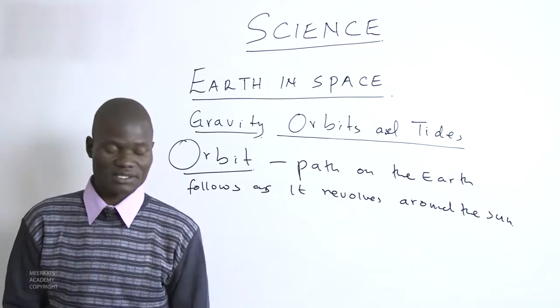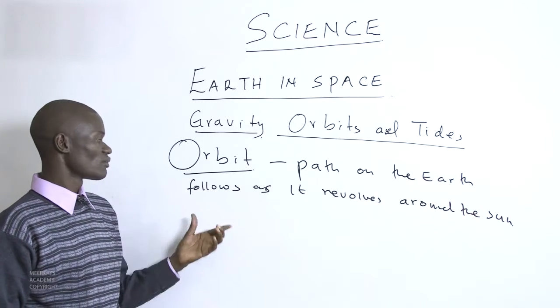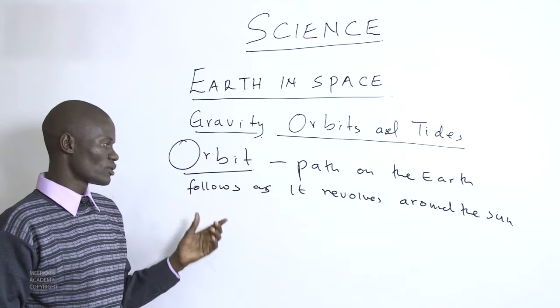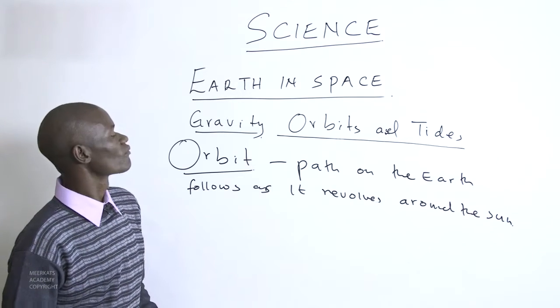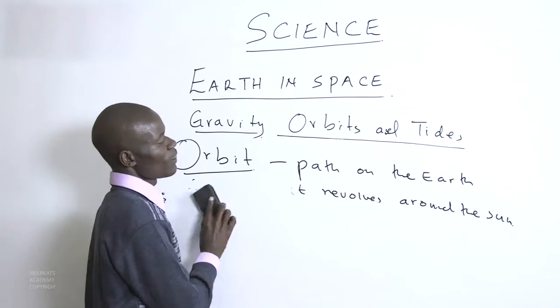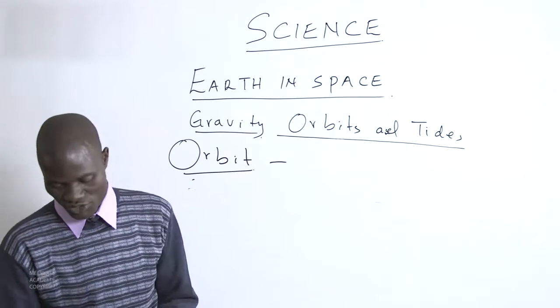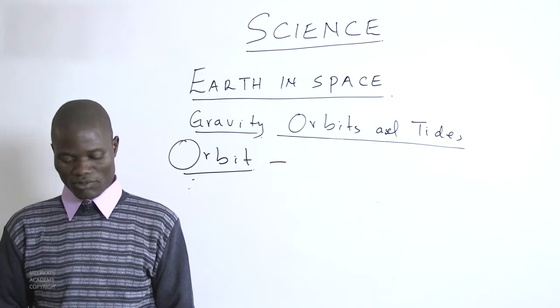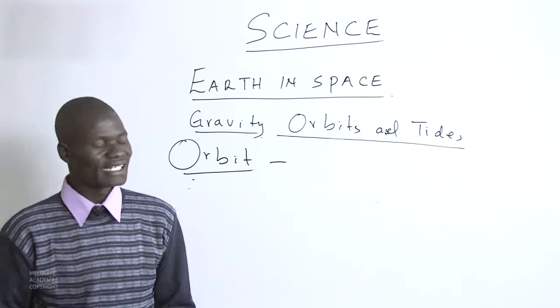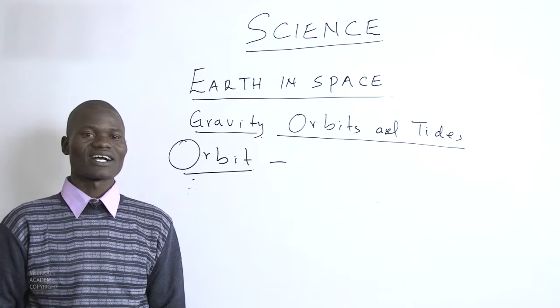An orbit is simply a path on which the Earth follows as it revolves around the sun. Therefore, an orbit is also a trajectory movement. It's a trajectory movement of the gravitational force that makes it look curved.